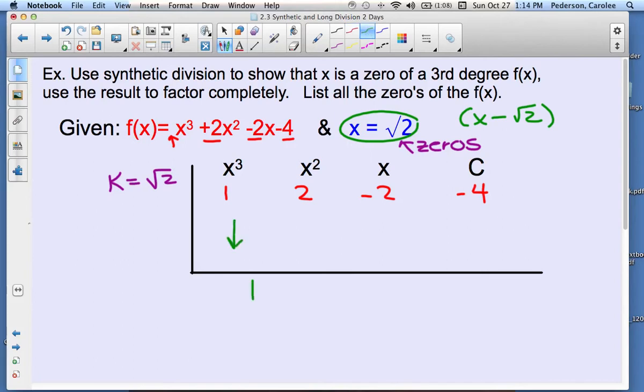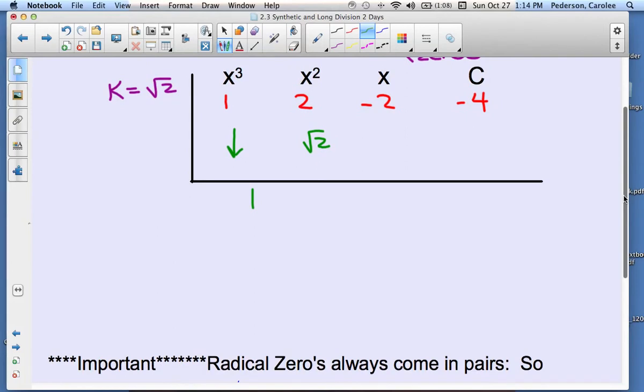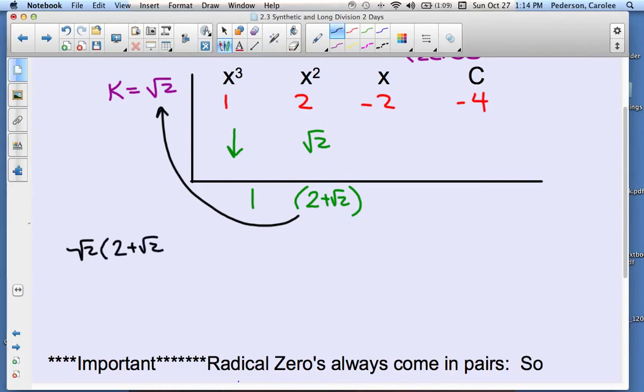Bring down the 1. Multiply 1 times square root of 2, which is square root of 2. Now we have to be careful when we multiply and add with radicals. 2 plus the square root of 2 is 2 plus the square root of 2, so I'm just going to leave that as a parenthesis. Now we multiply in front. I would recommend that you do this off to the side. So I'm going to take square root of 2 times 2 plus the square root of 2.